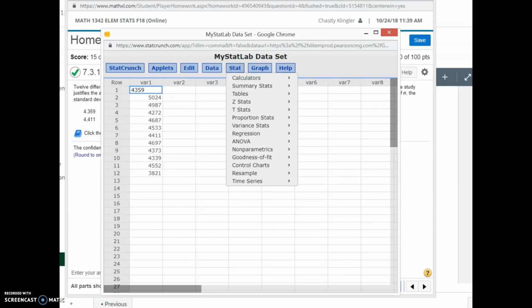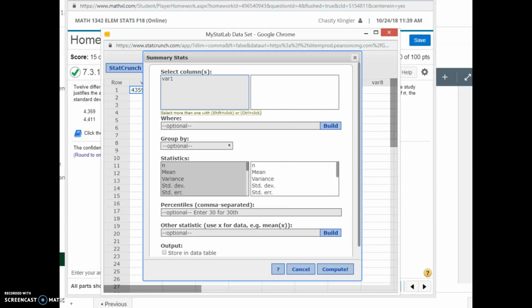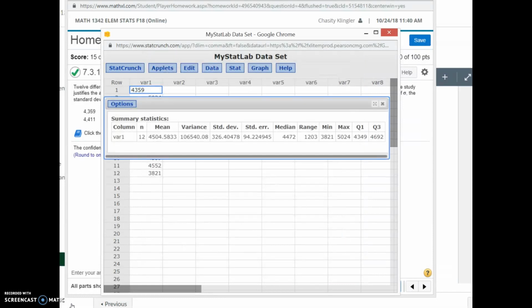and you're going to do Stats, Summary Stats, then pick Columns, and click on var1 so it moves over to the right. And then we're going to do the summary stats. It'll spit out anything we'll need. So push Compute. Now what I need for this is n and my standard deviation, 326.40.